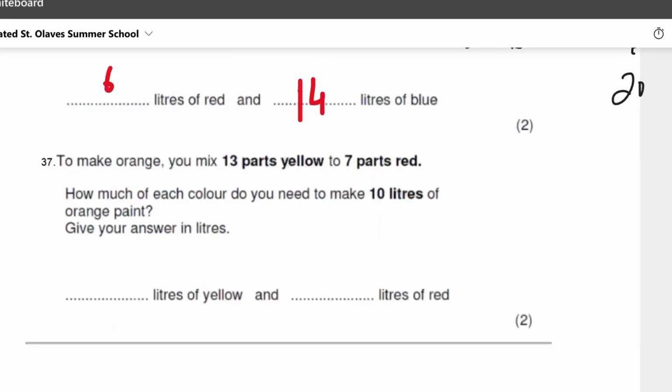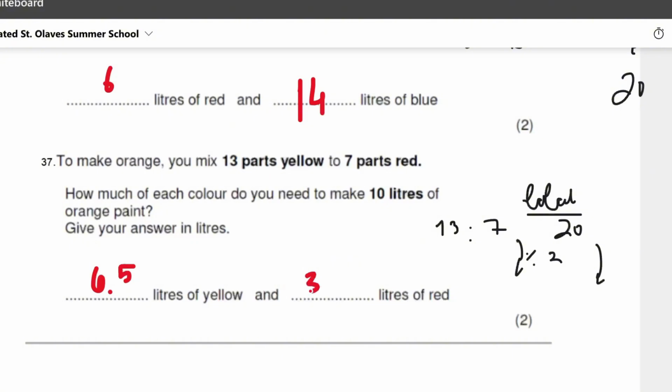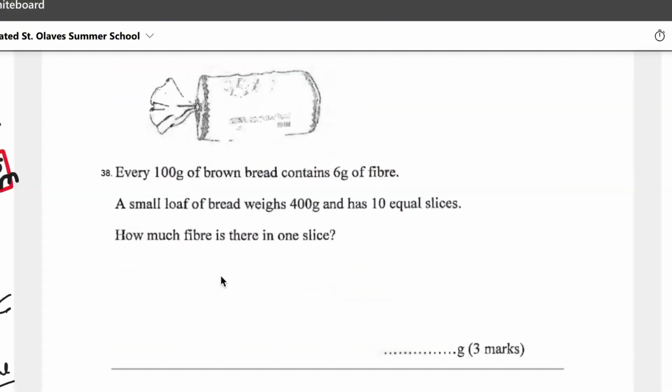Question 37, we need 13 to 7 parts red to make orange. That means in total we have 20 parts. To make 10, we're going to have to divide each side by 2. Divide each side by 2, and what does that give us? That gives us 6.5 and 3.5 liters of red paint.